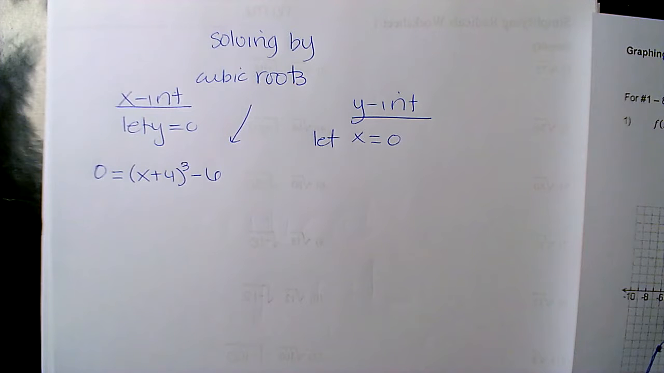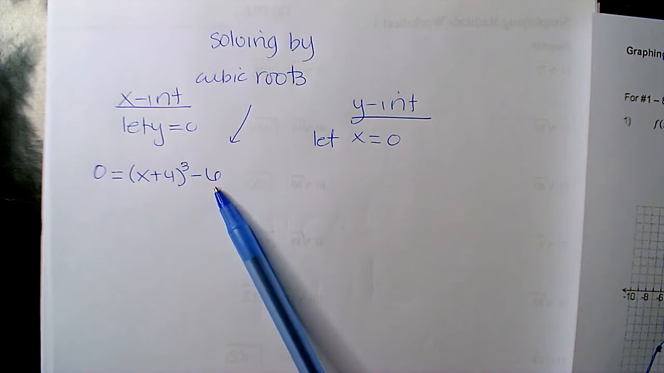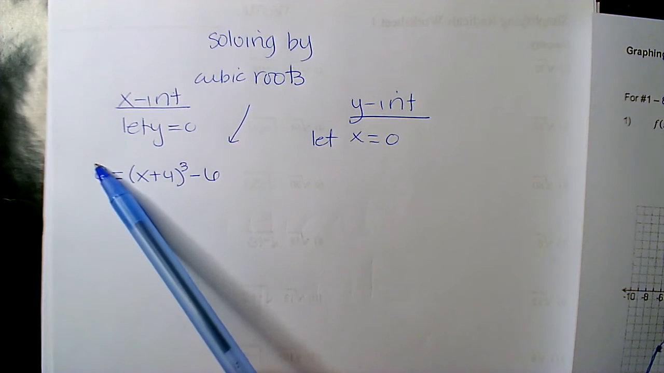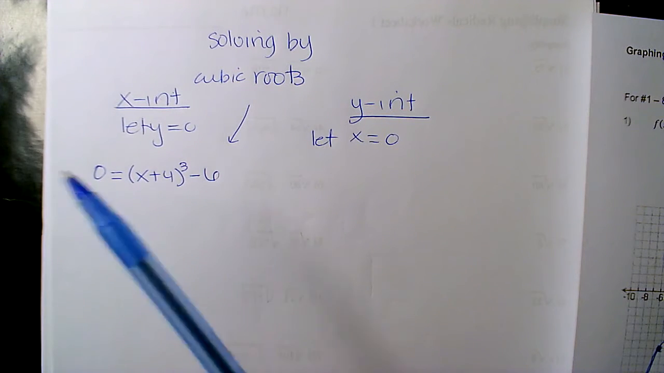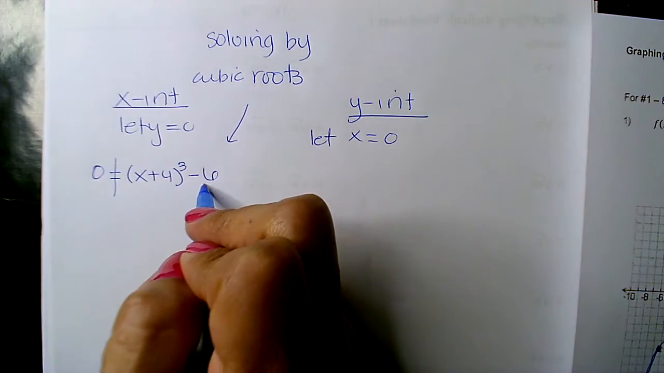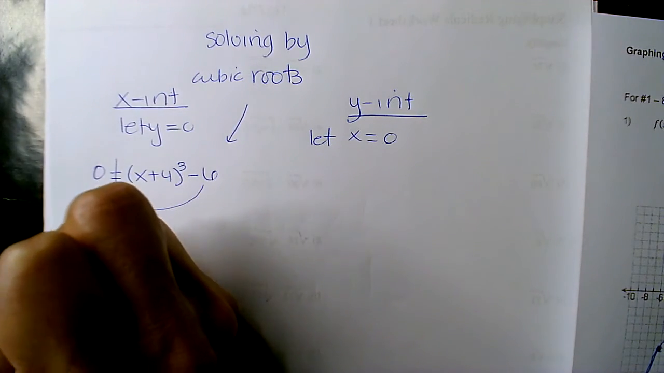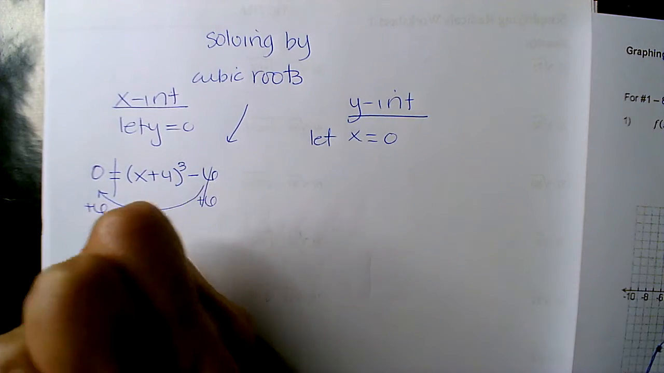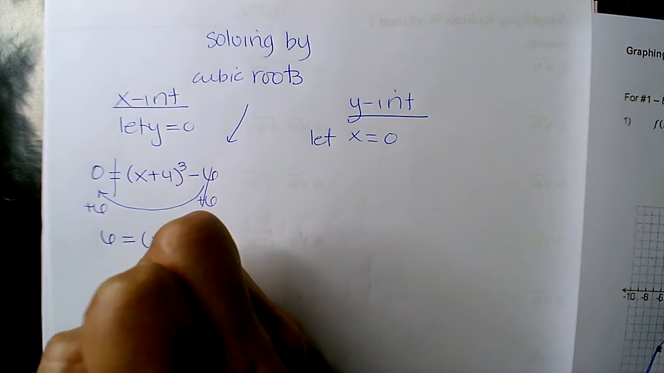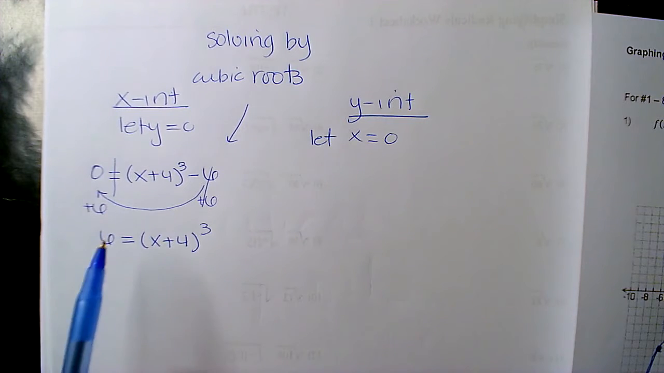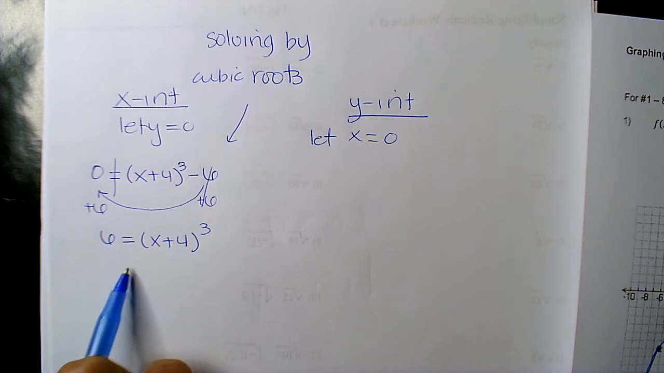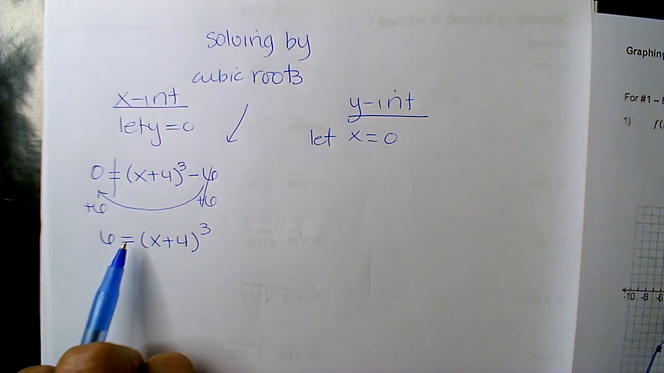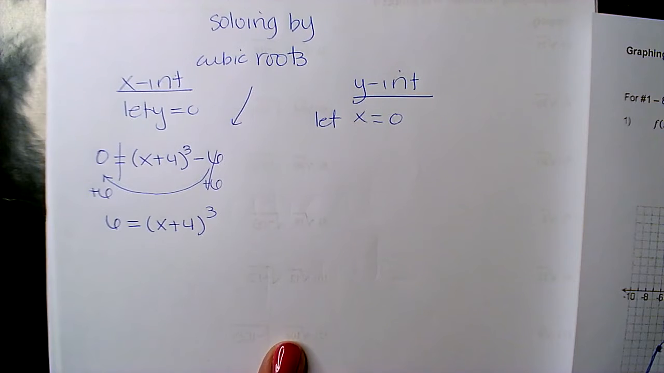All right, so first step, you take the k value and you add it, because we're going to inverse it over the equal sign. So if I jump it, it's going to become a positive 6. So 6 equals x plus 4 cubed. Now, you don't have an a value here, otherwise you would divide by that a value. So if it was a 2, you divide by 2. But it's a 1, so we leave it alone. We don't have that step.